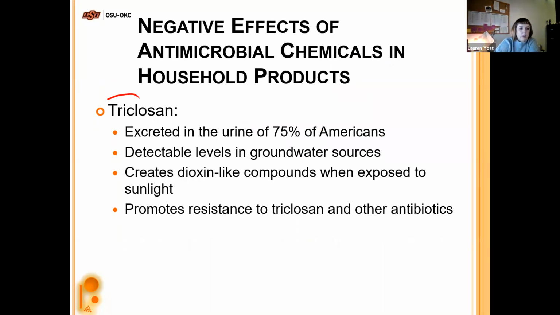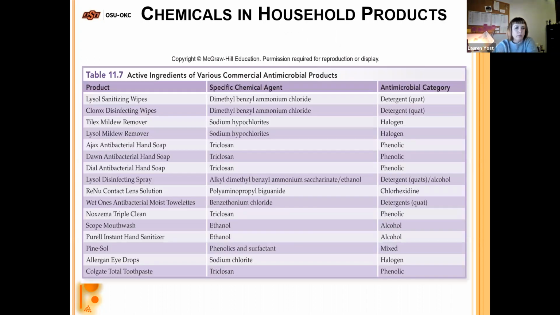Triclosan for a while was being excreted in the urine of 75% of Americans. We were getting it all over ourselves and using it for everything. It was detectable in certain groundwater sources, and it would create dioxin-like compounds when exposed to sunlight. That was toxic to us, and to the environment. It also promoted resistance to triclosan and other related antibiotics. So we did stop using it, for a very big reason. Anyways, these are some products that people use regularly.